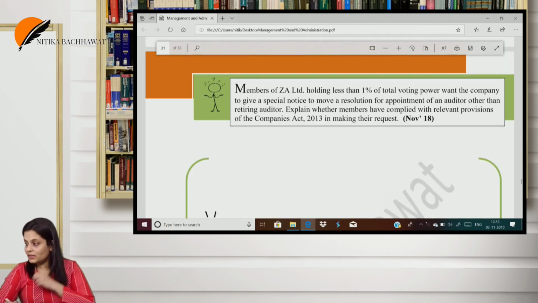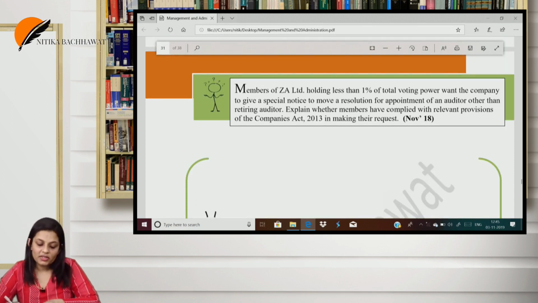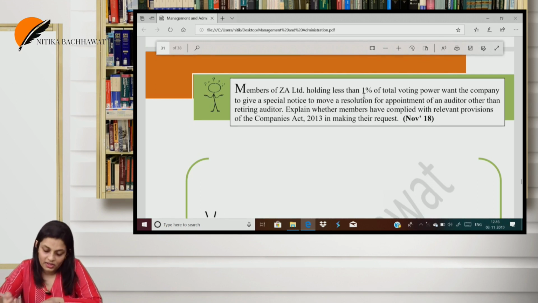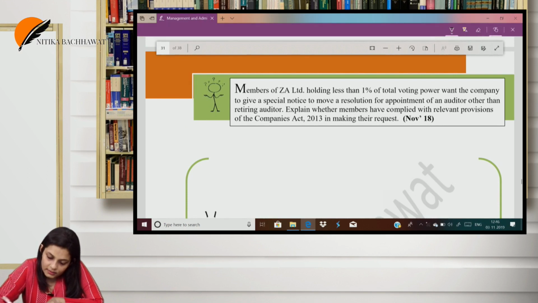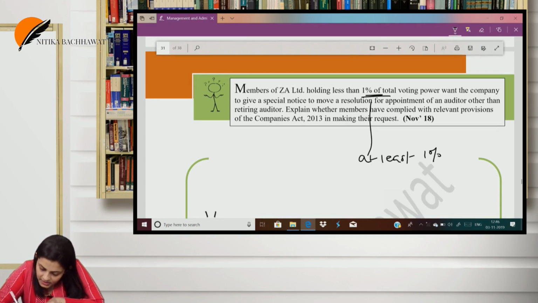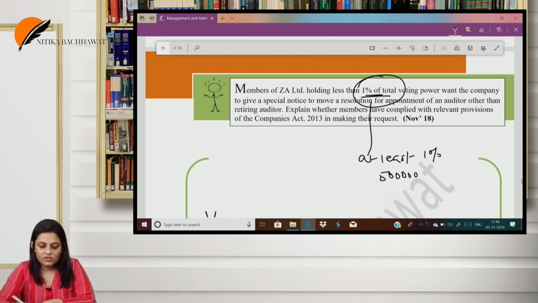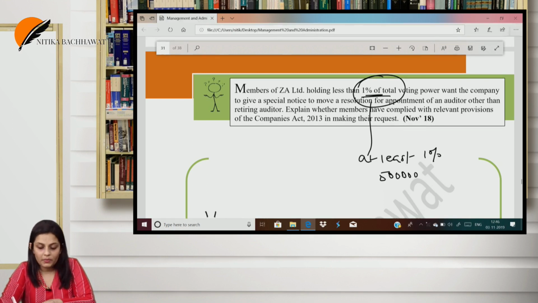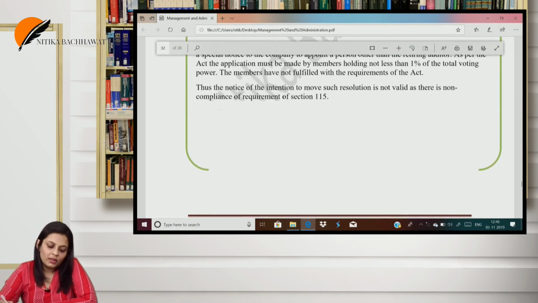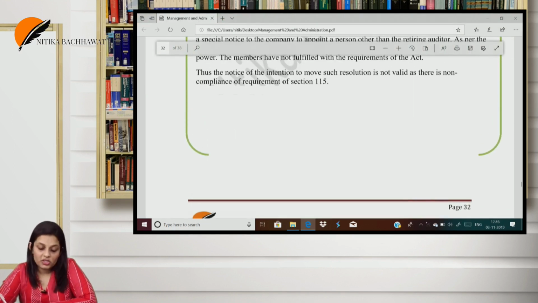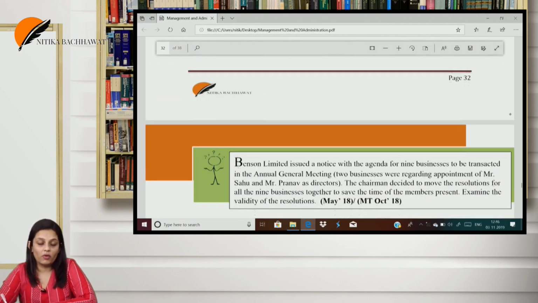Well, to call a meeting by a notice requiring special notice, it should be at least 1% or shares on which not more than 5 lakh has been paid. So since it is not more, it's less than 1%, then it's not valid. So notice of the intention to move such resolution is not valid, as there is non-compliance of the requirement of section 115.